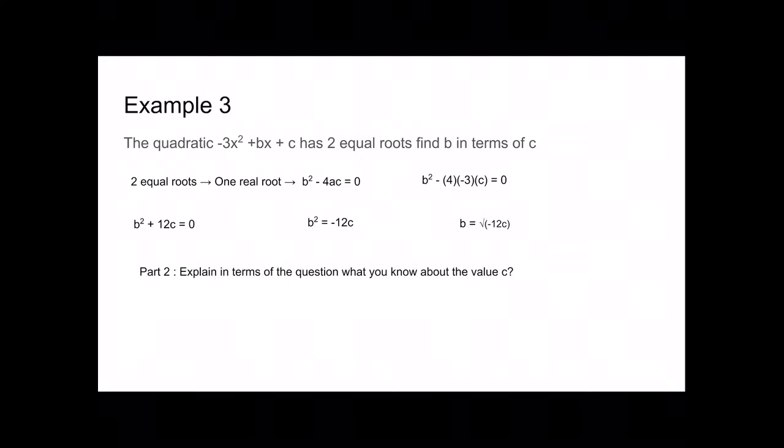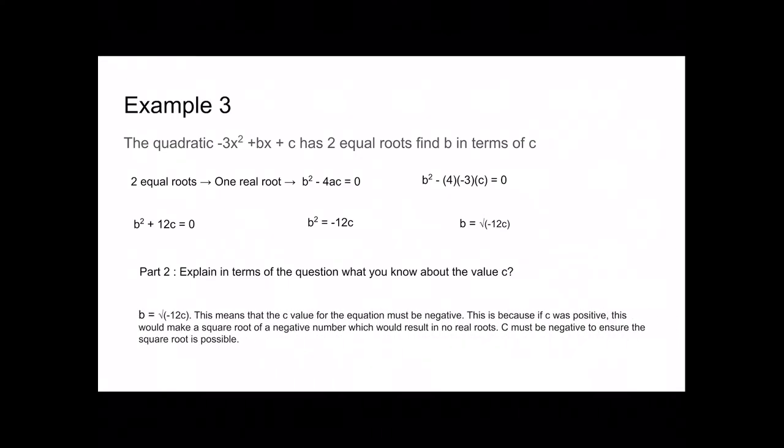Negative times negative is a positive. So c must be a negative number to make the square root a positive, and therefore for you to have the correct requirements, okay? So what you're going to say is, c value must be negative. If c was positive, this will make the square root of a negative number, which will result in no real roots. C must be negative to ensure the square root is possible. So that will be your main statement for part 2.